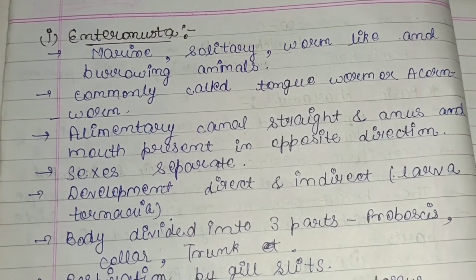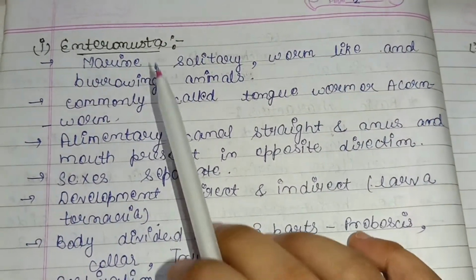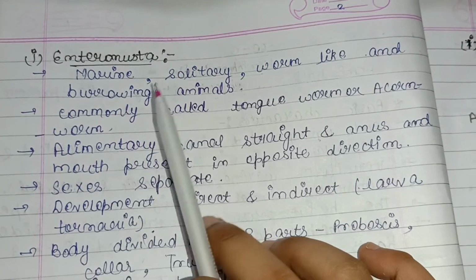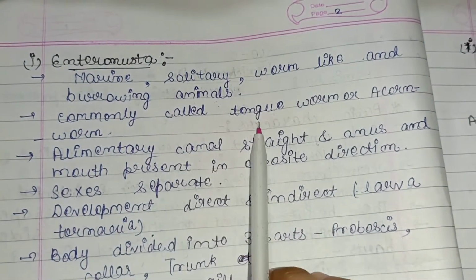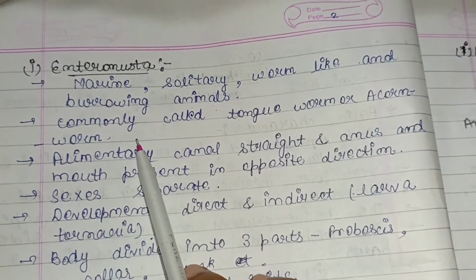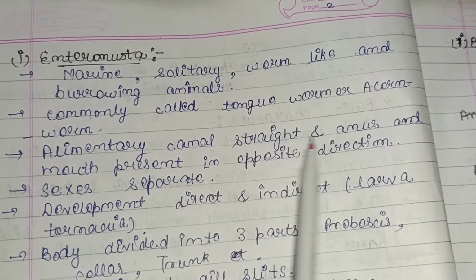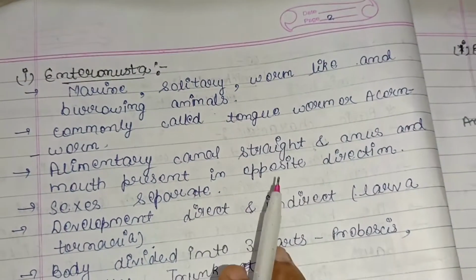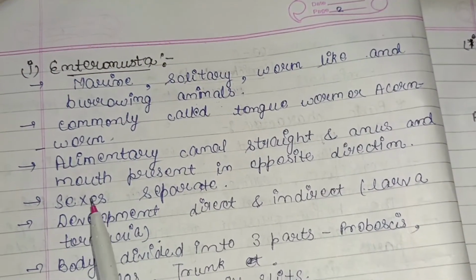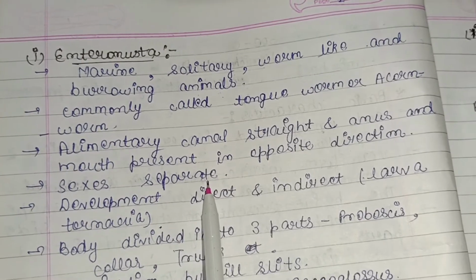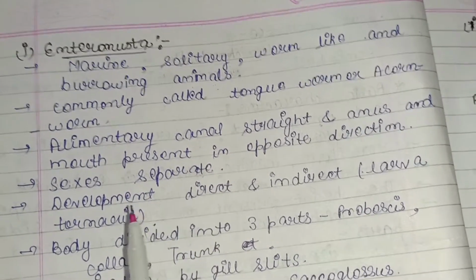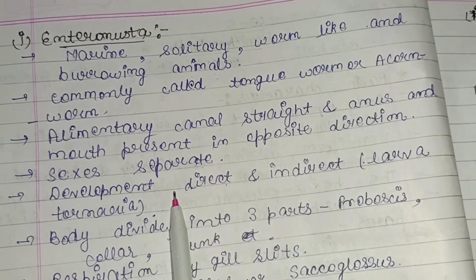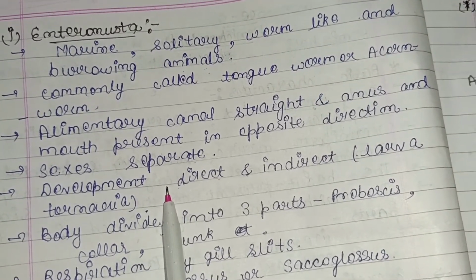So Enteropneusta are basically marine, solitary, worm-like and burrowing animals, that is, they live in burrows. Commonly they are known as tongue worms or acorn worms. The alimentary canal is straight, and the mouth and anus are present in opposite directions, as you can see in the diagram later. Sexes are separate here again, male and female can be distinguished clearly. Development is direct and indirect, that is, both are present. Larva is again Tornaria.